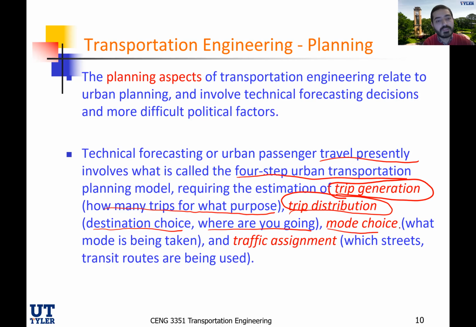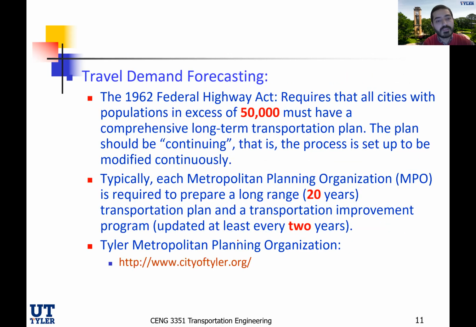And then you need to think of the mode choice. What mode choice are you using? Are you using your own vehicle, or public transportation? And then the fourth step is traffic assignment, which is basically which streets people are going to be using, what transit routes are going to be used, and so on and so forth. That's basically planning.